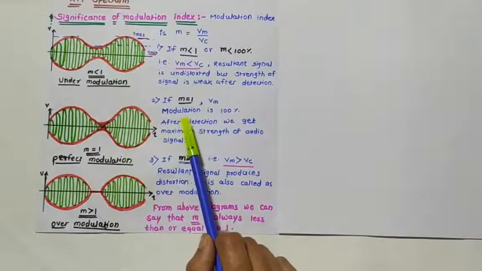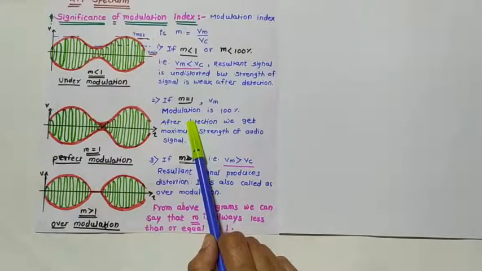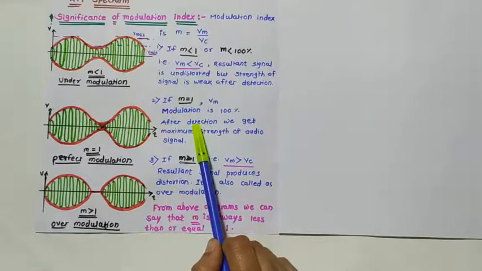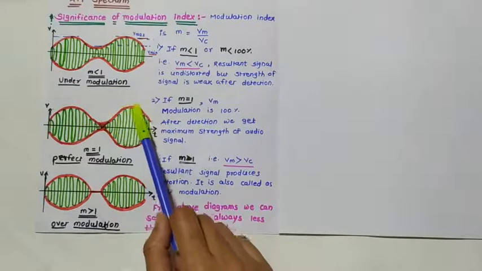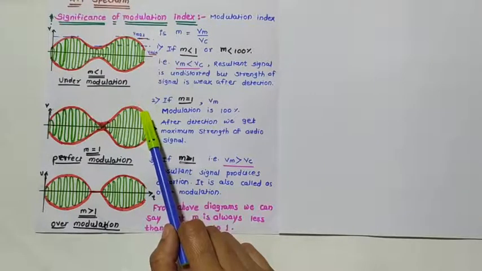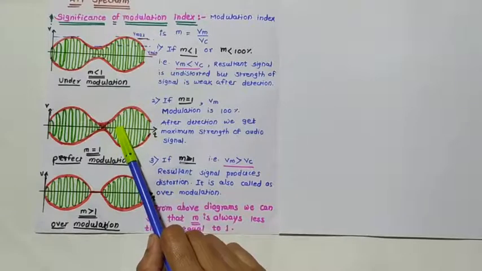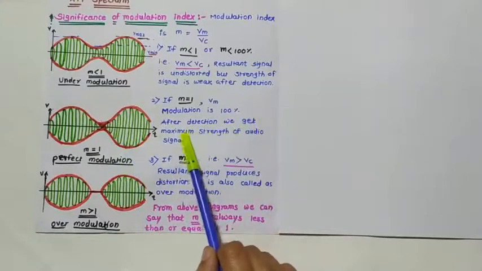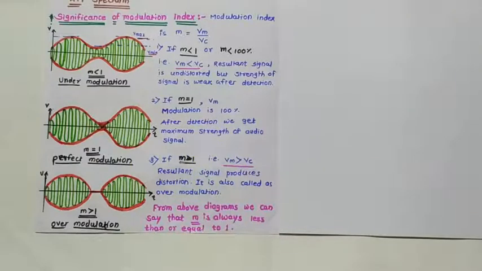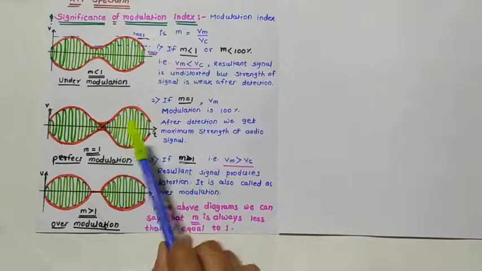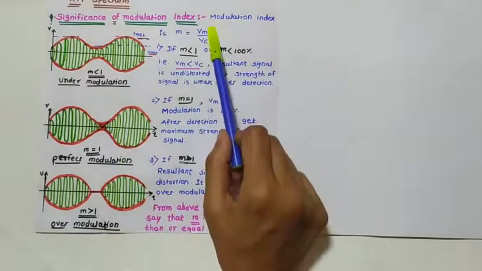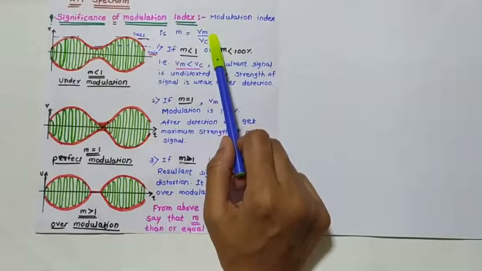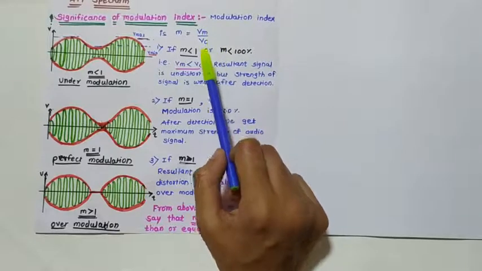This will produce the greatest output at the receiver with no distortion. More information signal is transmitted, thereby producing a stronger, more intelligible signal. For a voice signal, only the peaks of the signal can produce 100% modulation. Here, modulation is 100%. After detection, we get the maximum strength of the audio signal. Okay students? So in this type, when m is equal to 1, or the amplitude of the modulating signal is equal to the amplitude of the carrier signal, at that time m is equal to 1.